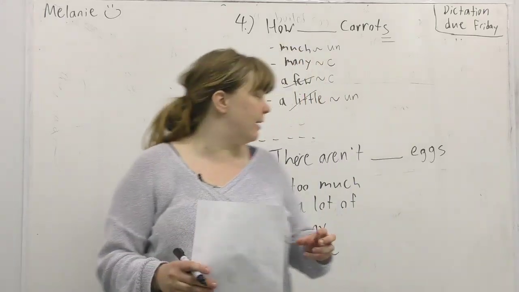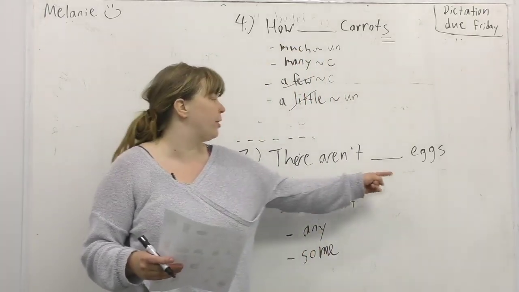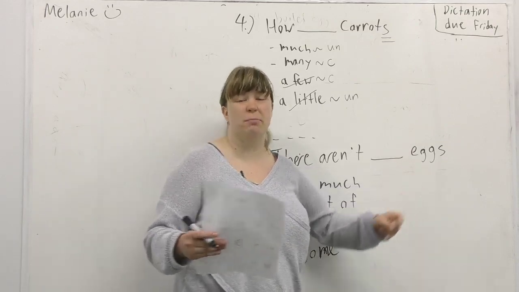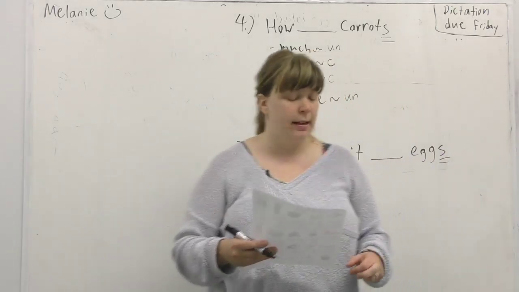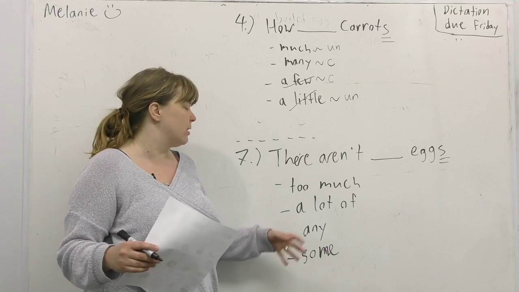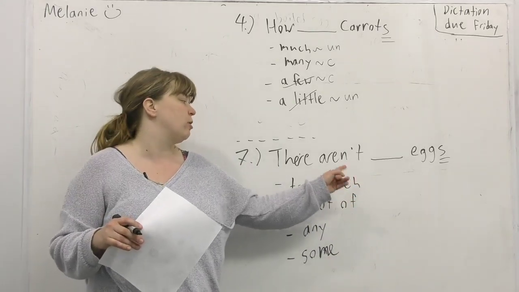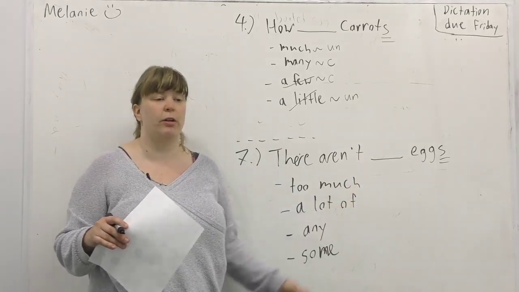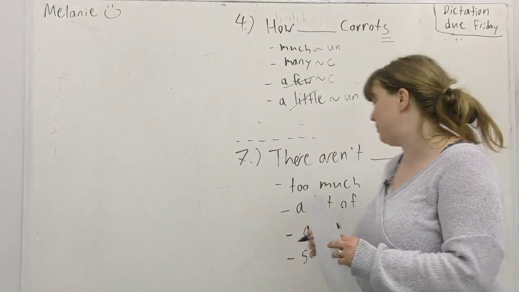Okay. Now, let's see, eggs. As we said before, these are countable. You can tell because there is an S at the end, so that helps. Now, all of these can be used with countable nouns. So this is a different matter of not just whether we can use it with countable or uncountables, but we're thinking of positive and negative.